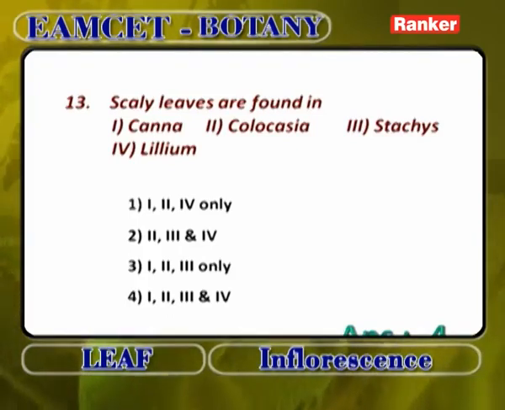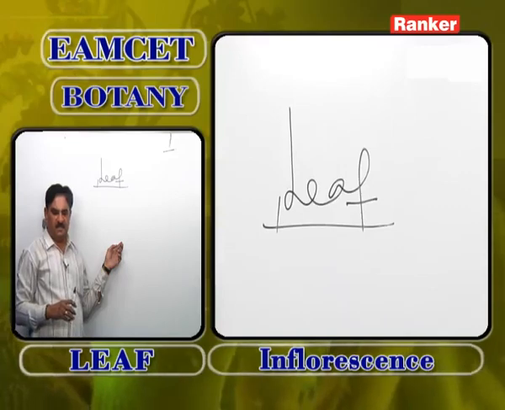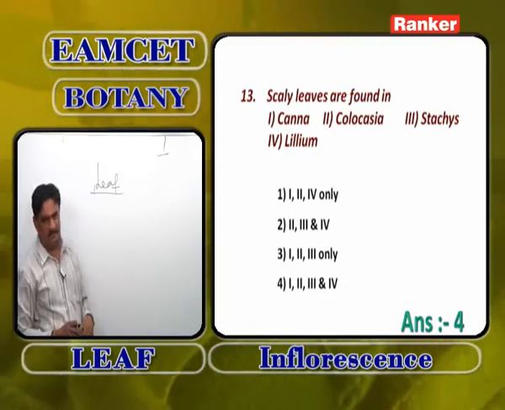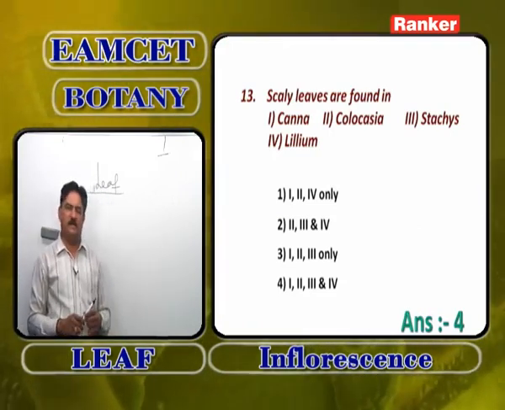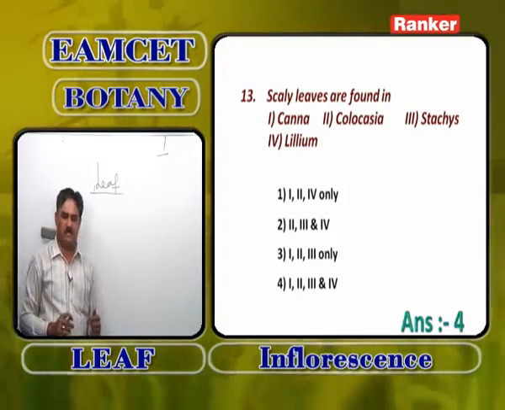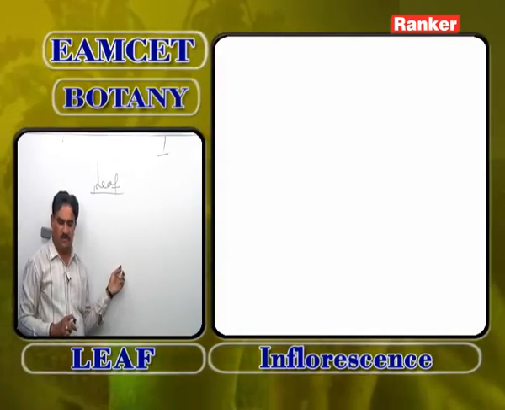Canna indica, the underground stem modification is a rhizome. Colocasia, the underground stem modification is a corm. Solanum tuberosum, the underground stem modification is a tuberous stem. And in Lilium, the underground stem modification is a bulb. In Canna, rhizome. In Colocasia, corm. In the tuberous stem, tuber. In Lilium, bulb. Scale leaves are definitely present because underground stem modifications are identified by the presence of apical bud, axillary bud, nodes, internodes, and scale leaves. So the answer will be 1, 2, 3, 4. All are the answers for this question.